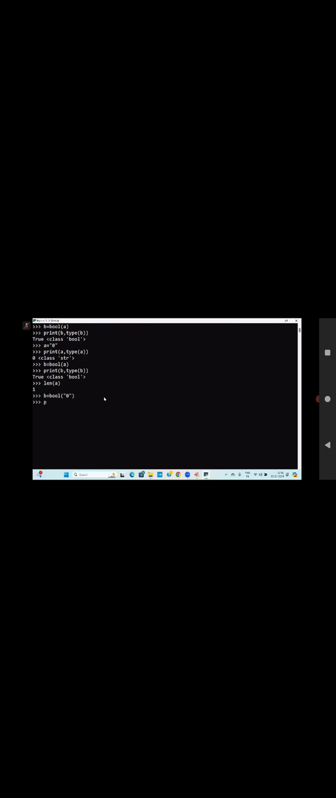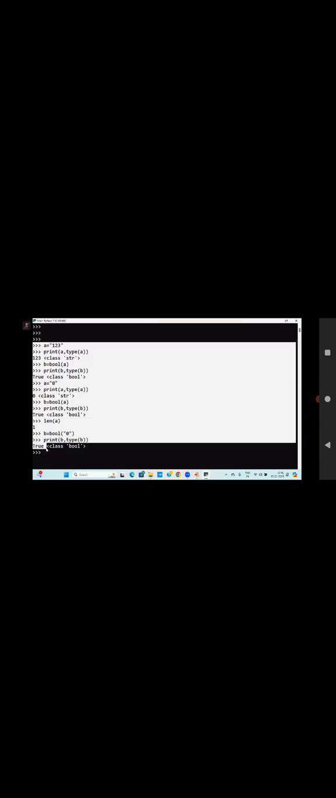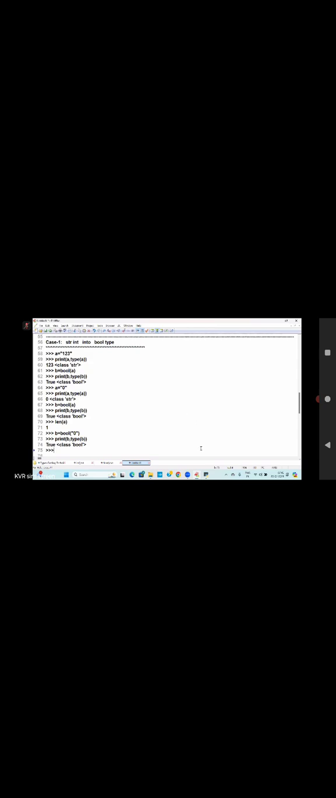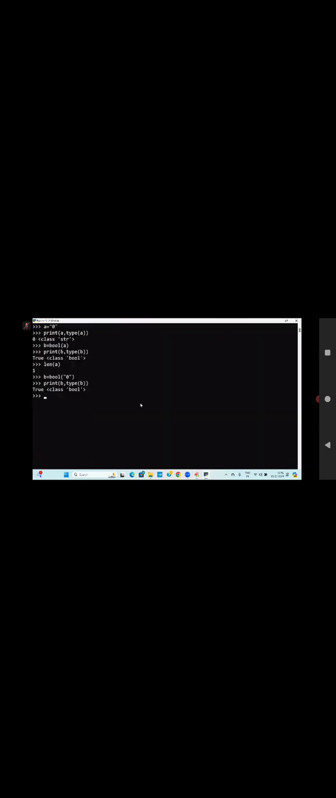So print of B, it is going to be called what? True. Because it is considered as what? Length. Length will be taken into consideration. So when the length is, you only need to tell me.